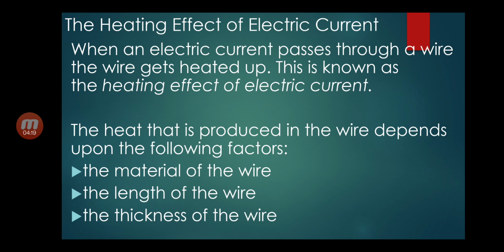The heating effect of electric current. When an electric current passes through a wire, the wire gets heated up. This is known as the heating effect of electric current. The heat that is produced in the wire depends upon the following factors: the material of the wire, the length of the wire and the thickness of the wire.